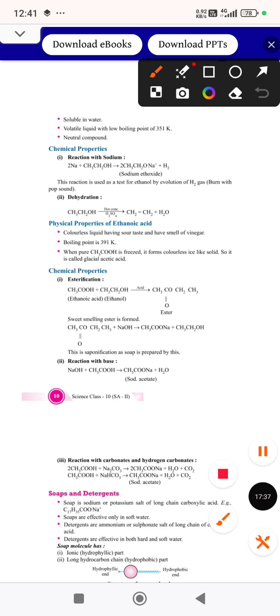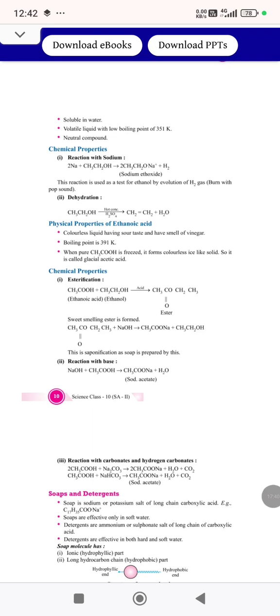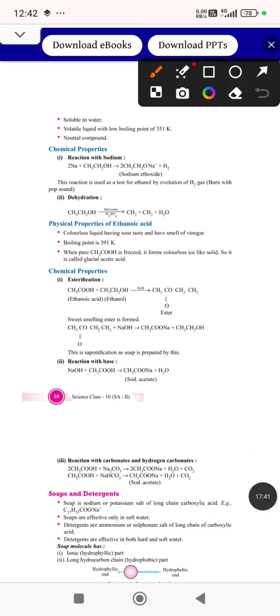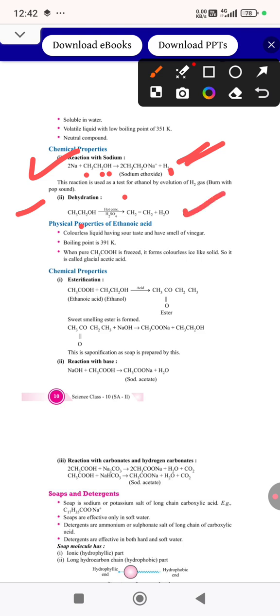Number 1, reaction with sodium. When sodium reacts with CH3CH2OH, it gives sodium ethoxide and hydrogen gas is released. This reaction is used as a test for ethanol by evolution of H2 gas, which is burned, making a popping sound. Number 2, dehydration. CH3CH2OH with hot concentrated H2SO4 gives CH2=CH2 plus H2O.